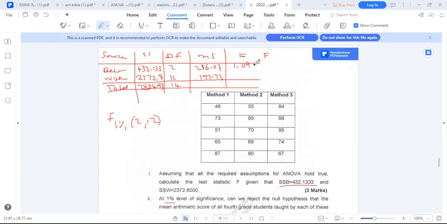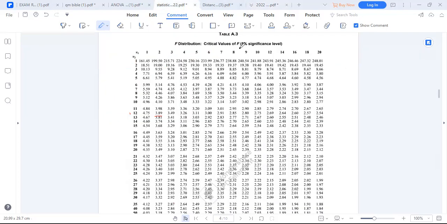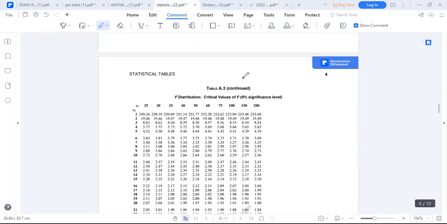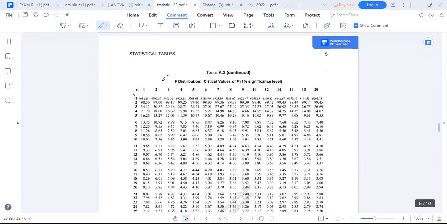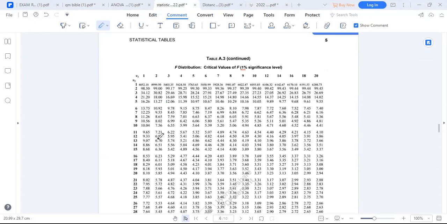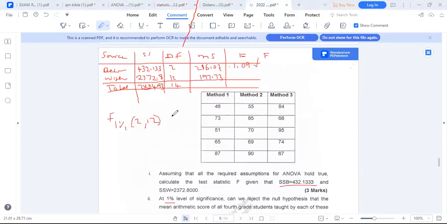Let's check. Here, what they're asking for 3 marks is on this one. But if we want to make a decision, we'll check 2,12. This is not a 1% table. Let's go to the 1% table. So 2,12 at 1%: 6.93. So in this case, we're going to fail to reject H0 because it's smaller than that.